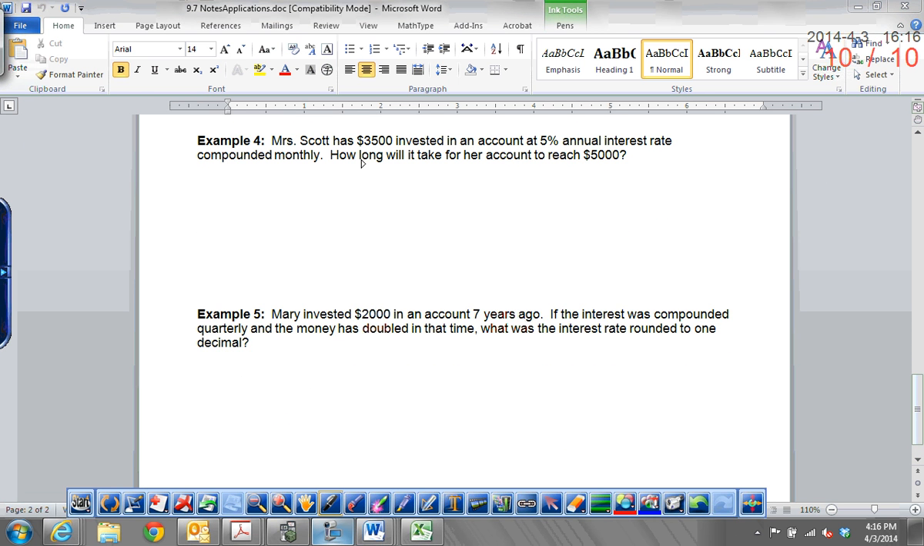All right, so it says how long should it take $3,500 to grow to $5,000. It doesn't say continuously, so I'm not doing that. So 1 plus 0.05 over 12, and then 12t. I don't know what t is. That's what we're trying to figure out. So first thing, divide both sides by 3,500. So I get 1.429 equals, do all this stuff right here, you get 1.004 to the 12t.